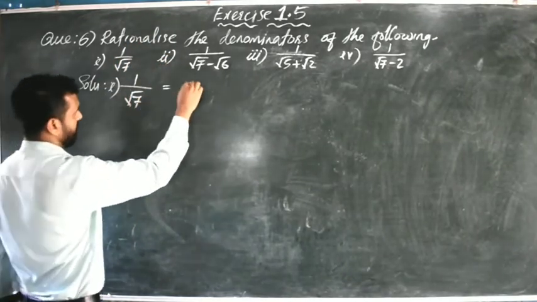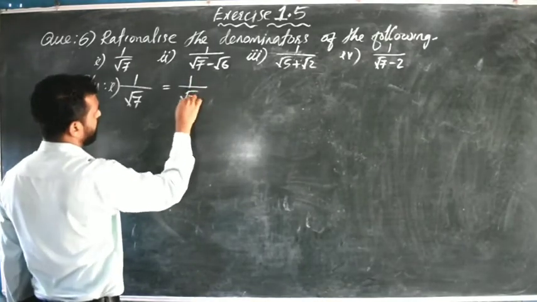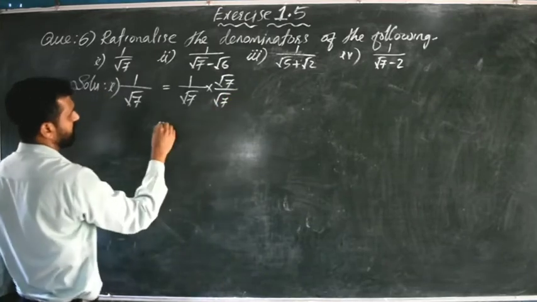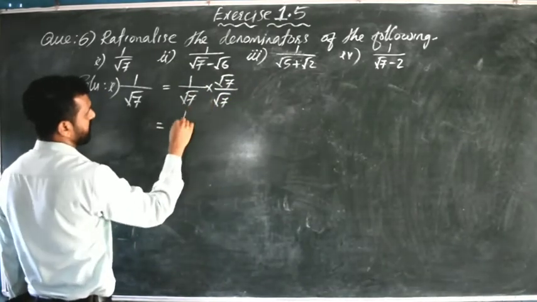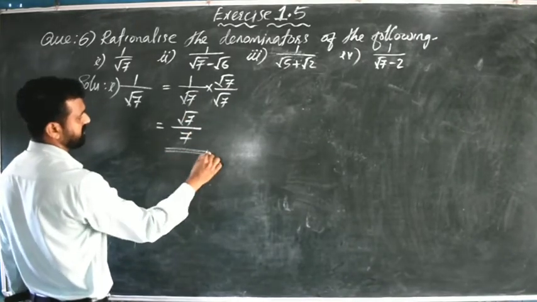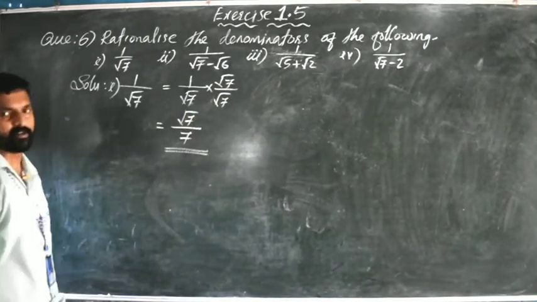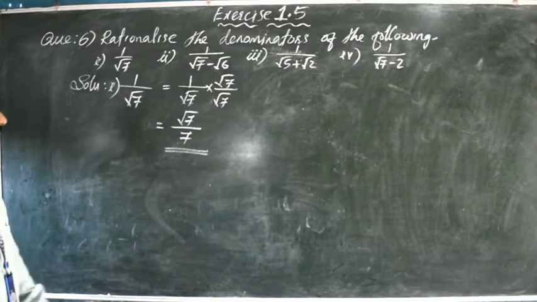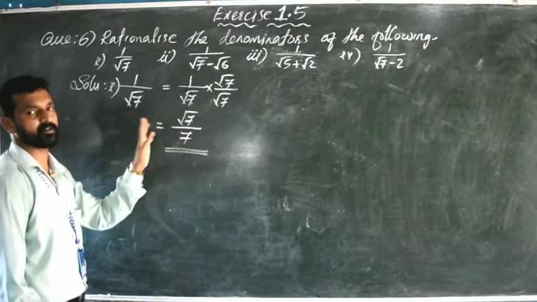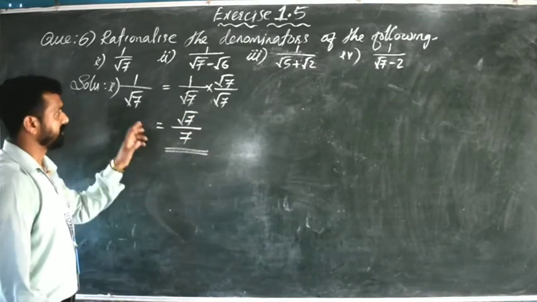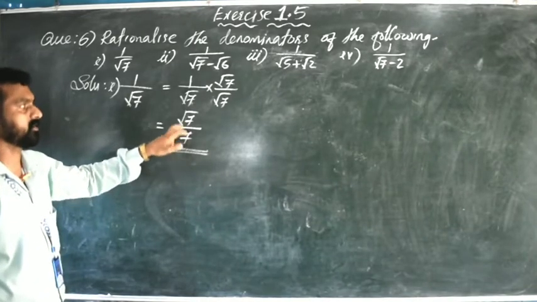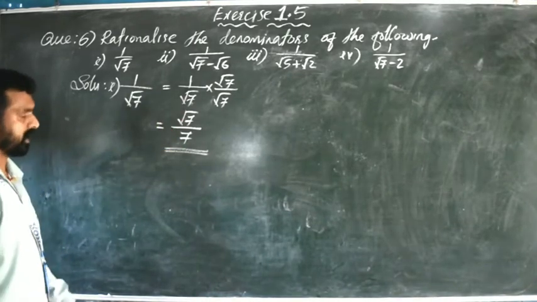In this case 1 by root 7, we will multiply numerator and denominator by root 7. Then 1 into root 7 divided by root 7 into root 7. What is the answer? 7. Root 7 into root 7 is root 49. Square root of 49 is 7. So root 7 into root 7 is 7. So that is the answer. Now this irrational denominator has become a rational denominator. This way we can make it a rational denominator.